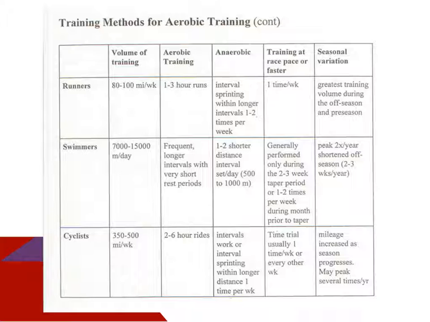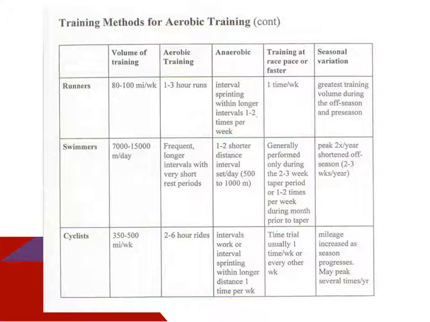So with training methods for aerobic training, we can also look at runners, swimmers, and cyclists, those aerobic activity individuals. With runners, typically they might train for 80 to 100 miles a week and go on 1 to 3 hour runs. So they're probably going to spend once a week on tempo training or fast-paced training. They're also going to do a greater training volume during the off season.